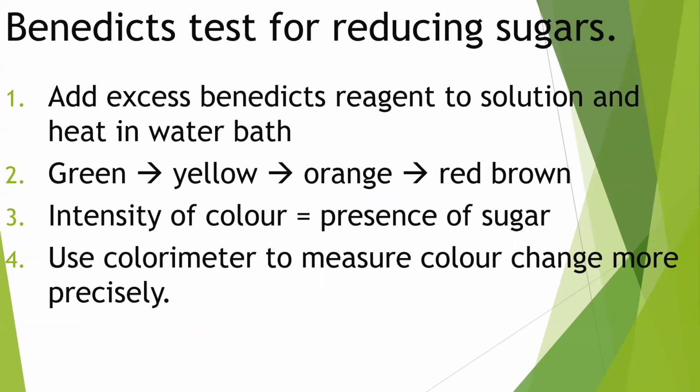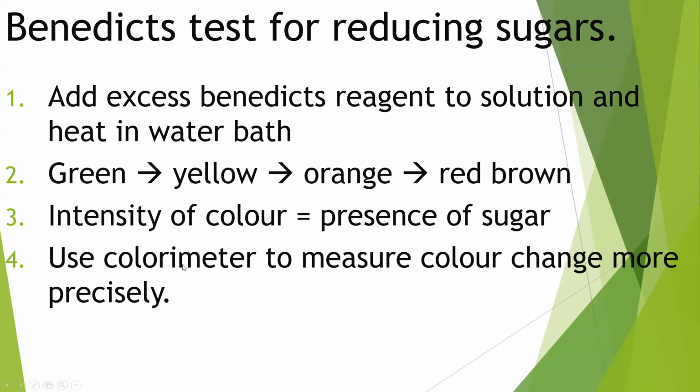So how do we do the Benedict's test? Just take note that you have to add excess Benedict's reagent to a solution which contains the sample, and then you put that entire test tube in a water bath and you heat it. The color change is from blue. Blue indicates there's no reducing sugar present. And if there's any color change, in this intensity order, green, yellow, orange, and red-brown, it'll form a precipitate, but of different colors. So the intensity of color will indicate how much sugar is present in the sample. You can also use a colorimeter to measure the color change more precisely.